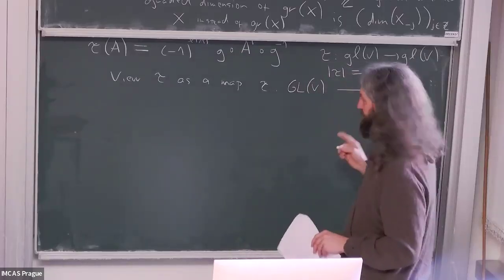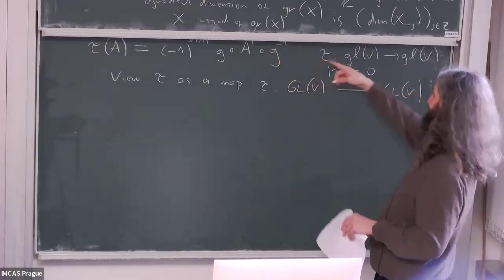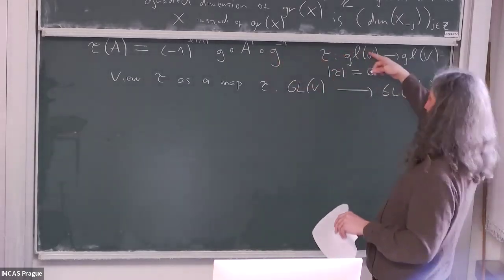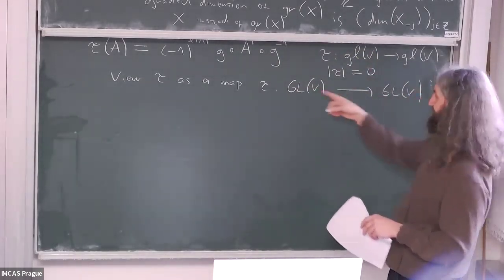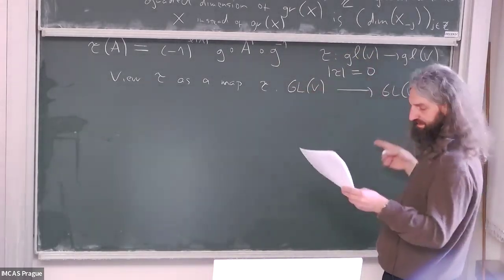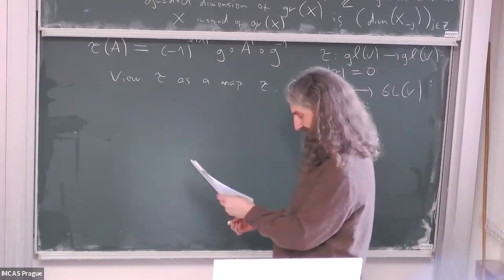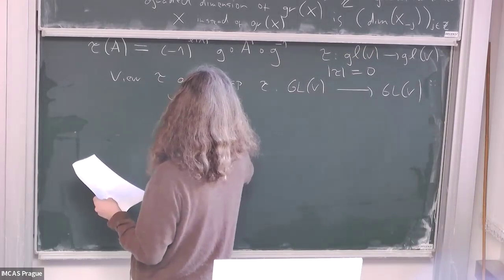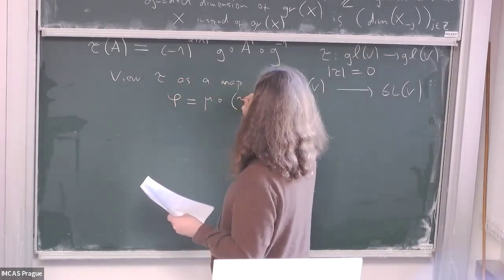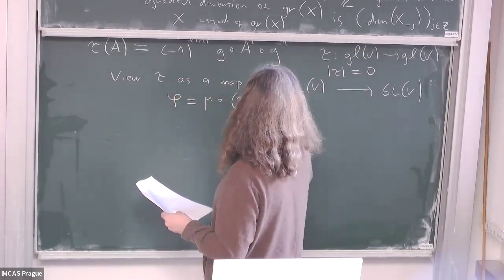Right? So you can view this as a map of graded manifolds, restrict it to some open submanifolds, and check that it actually defines a map between those two graded manifolds. And then you define the map phi, which is composing using this. I will explain it a bit.